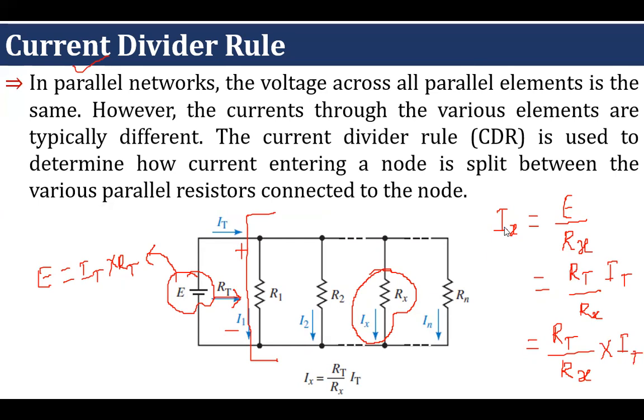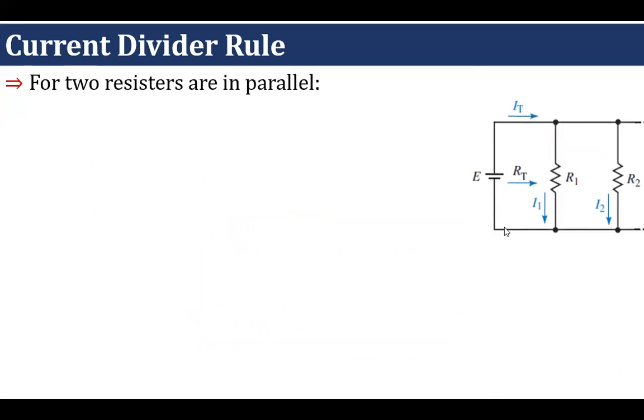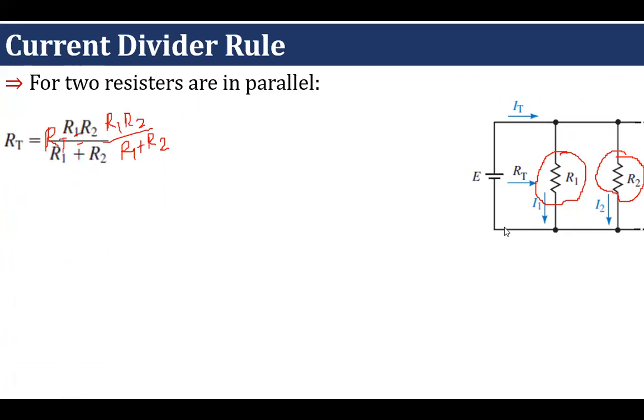This mathematical formula will be simplified if you have only two resistors connected in parallel. If two resistors are connected in parallel, we know that the net resistance will be equal to R1 R2 upon R1 plus R2. This is applicable only for two resistors connected in parallel.